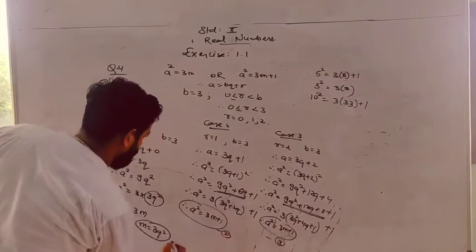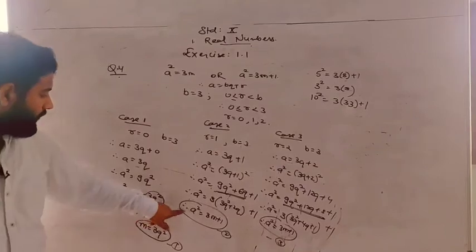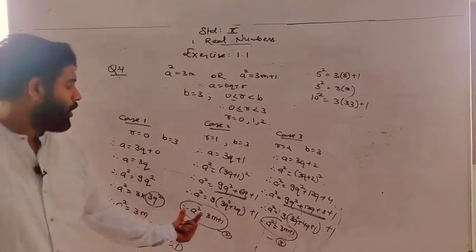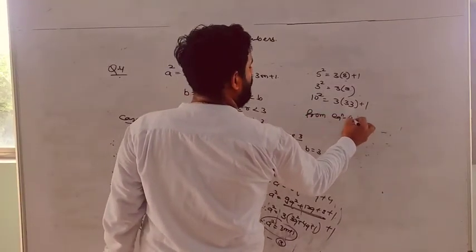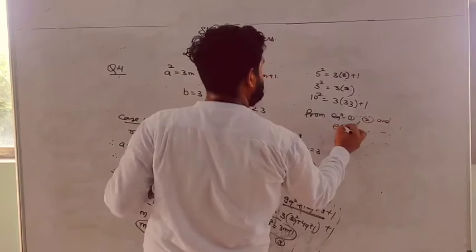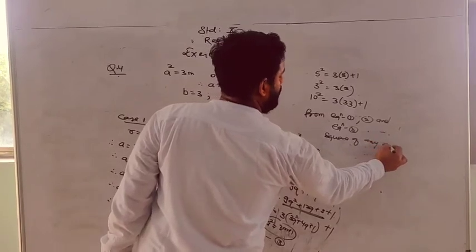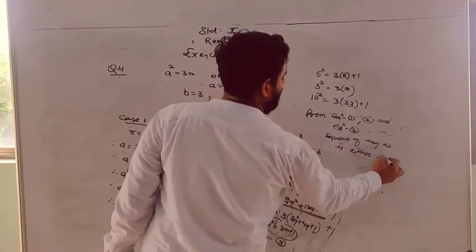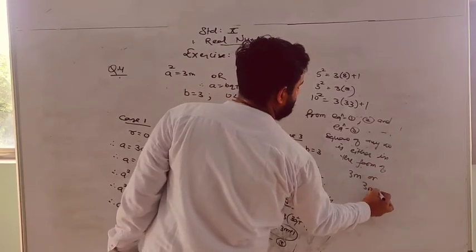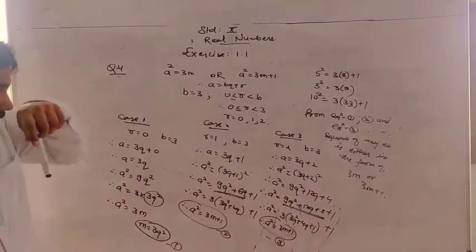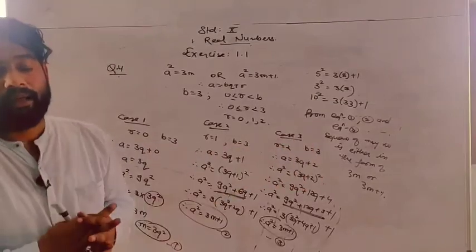So from cases 1 to 3, we can say that the square of any number is either coming as 3m or 3m plus 1. So from equation numbers 1, 2 and 3, the square of any number is either in the form of 3m or 3m plus 1. Right? Okay.